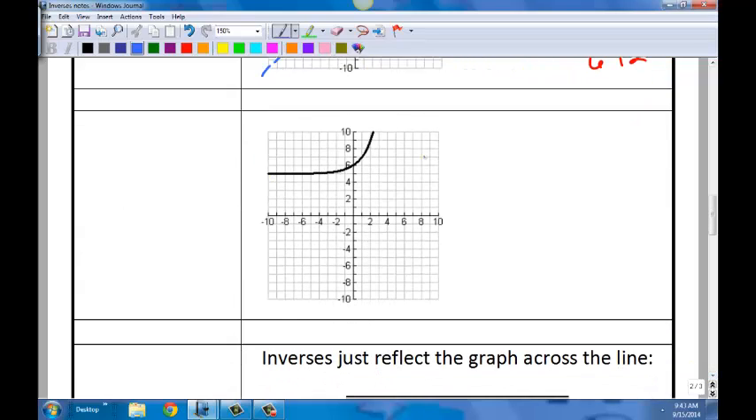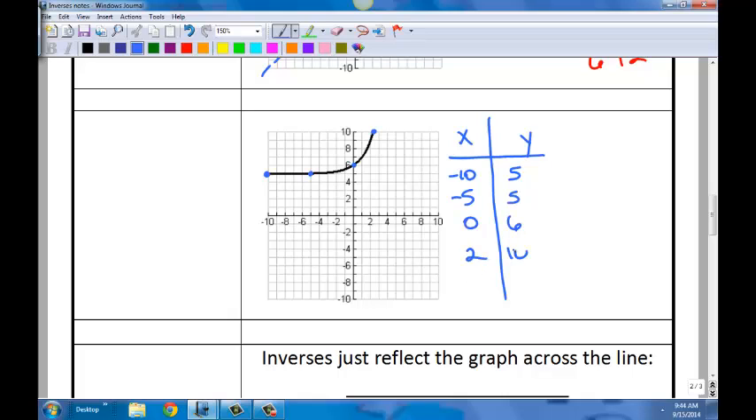Last one. Again, pick 4 or 5 good points. I think 4 are sufficient here. To get the inverse, you're going to flip them over, trade their places. And then graph them.